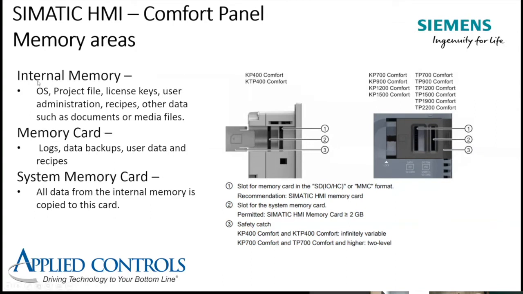So just to reiterate, you have internal memory, you have a memory card, which is just the data slot. This is for random information that you're going to be saving to a file on your HMI. And then you also have the system memory card. This is the important one. This needs to be a Siemens SD card. And there are some parameters that it needs to satisfy in order for it to work. You need a Simatic memory card that's greater than or equal to 2 gigabytes to even perform the functions we're about to show you.